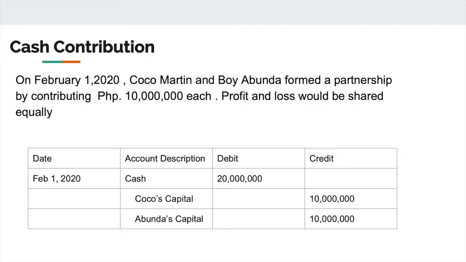Cash contribution. On February 1, 2020, Coco Martin and Boy Abunda formed a partnership by contributing 10 million each. Profits and loss will be shared equally. So first, how do we journalize this? We write the date, which is February 1, 2020, the account description, which is cash. We're journalizing here the formation of the partnership already. So the debit is 20 million, and then the credit is Coco's capital and Abunda's capital, each with 10 million. Then there should be a description: initial investments by each partner.